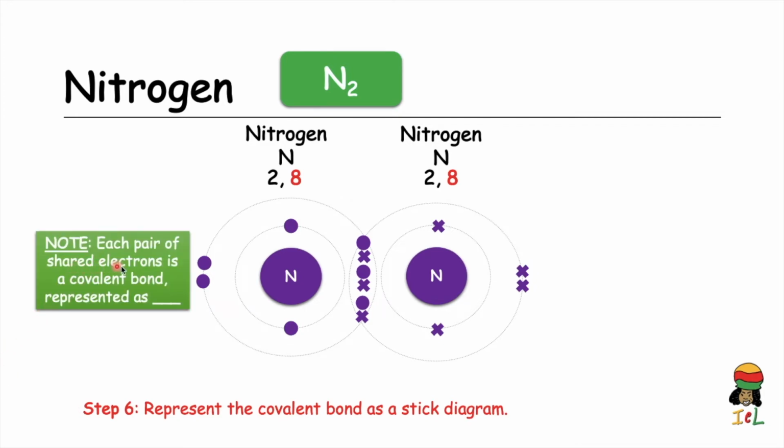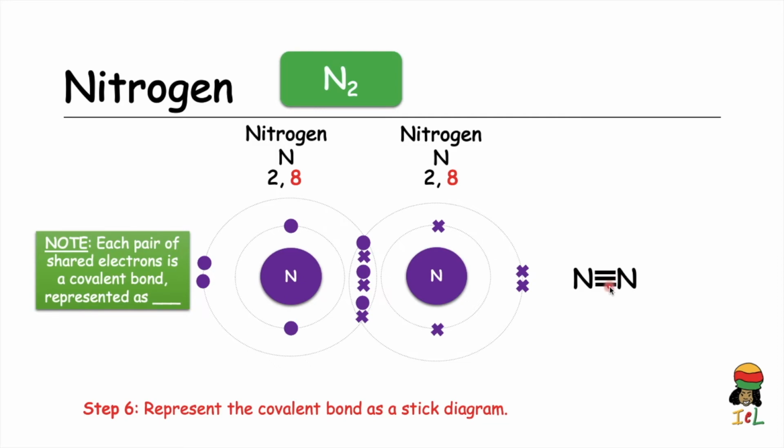Remember, each pair of shared electrons is a covalent bond, and we use a line to represent a pair of shared electrons. So we will write the symbols of the atoms in the order in which they bonded in the illustration, nitrogen followed by nitrogen. Remember to leave sufficient space in which you will draw the lines representing the covalent bonds. So let us check to see how many pairs of shared electrons occur between the two nitrogen atoms. 1, 2, 3, so we represent 1 line, 2 lines, 3 lines.